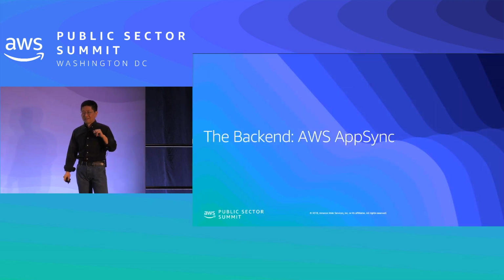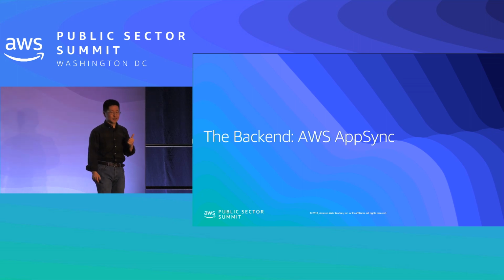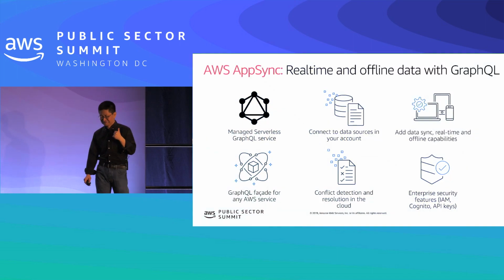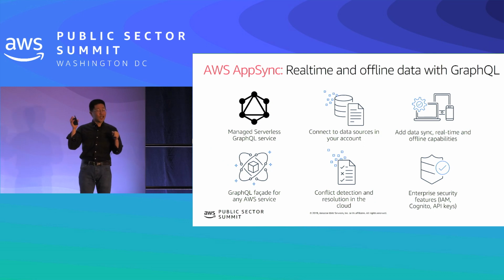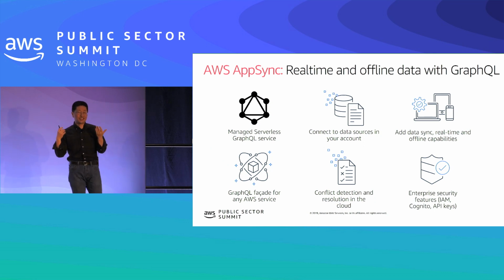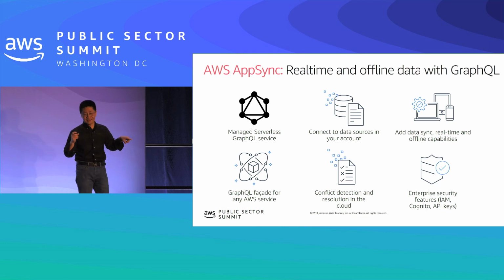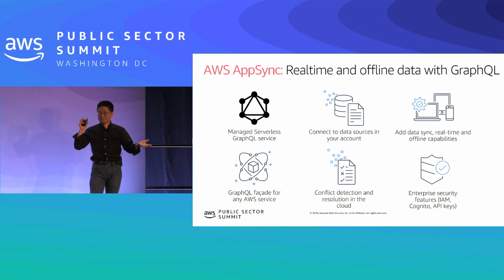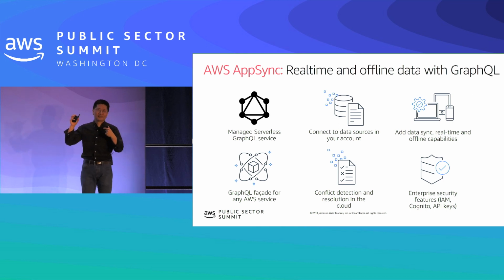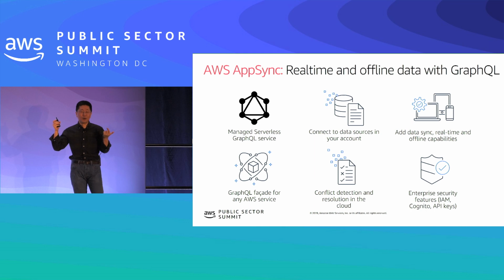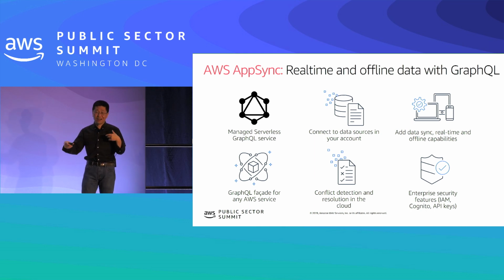So this talk is also about AppSync. So let's jump into AppSync. For folks not familiar with AppSync, it's our managed serverless service for GraphQL. I'm going to talk about GraphQL in the next slide, but GraphQL is a very popular API backend specification for mobile and web applications. So we do a lot of things for you.